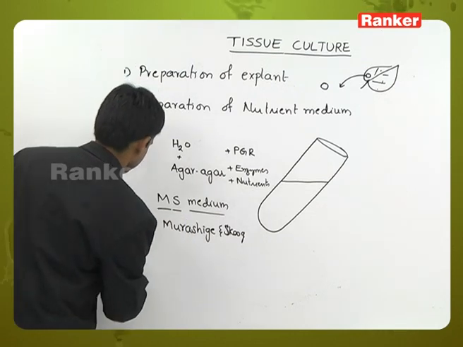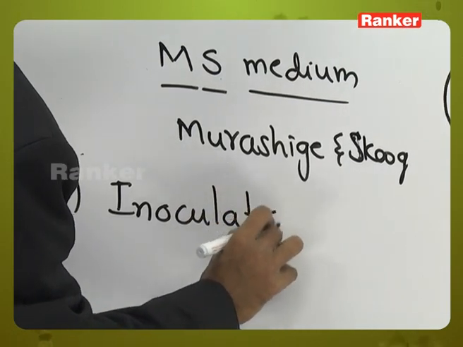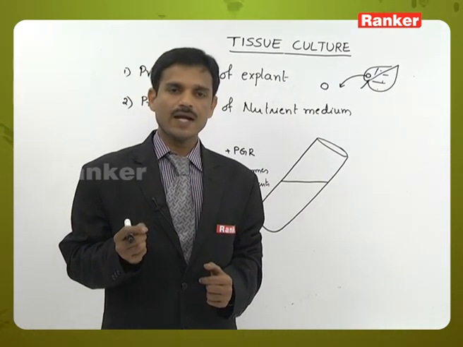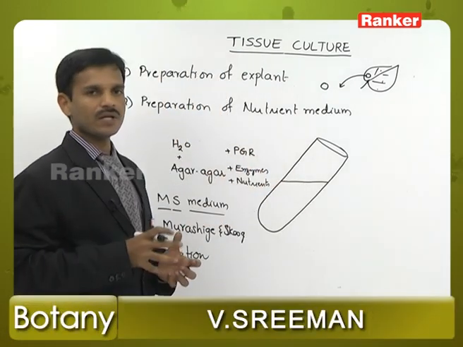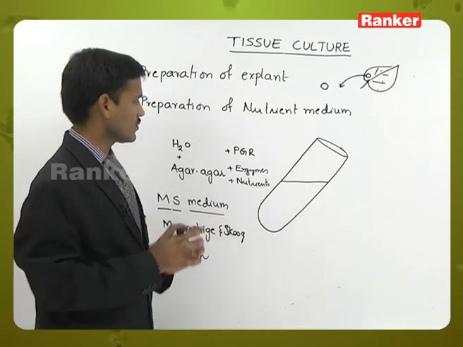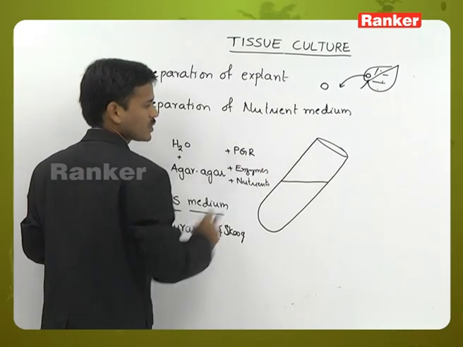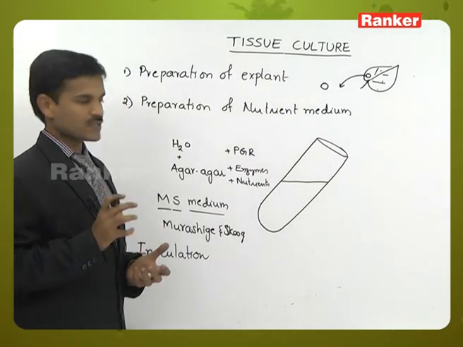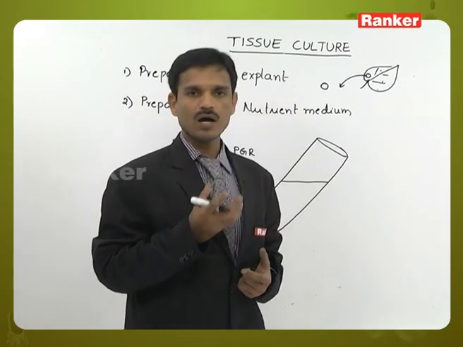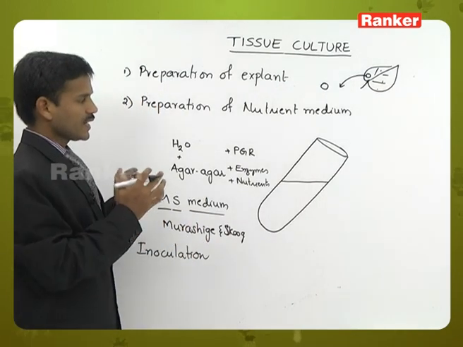inoculation step. Inoculation is nothing but the transfer of explant onto the medium. It is completely carried out in aseptic conditions. Aseptic condition means a microbial free environment. In the lab, in a microbial free environment, the explant is transferred onto the medium. After transferring the explant, it develops into the tissue or group of cells or an embryo like structure. After the inoculation it is incubated.